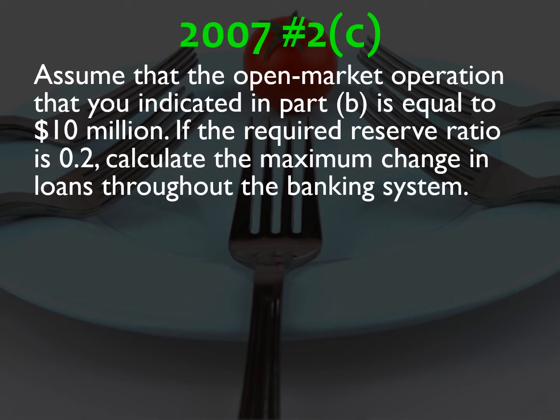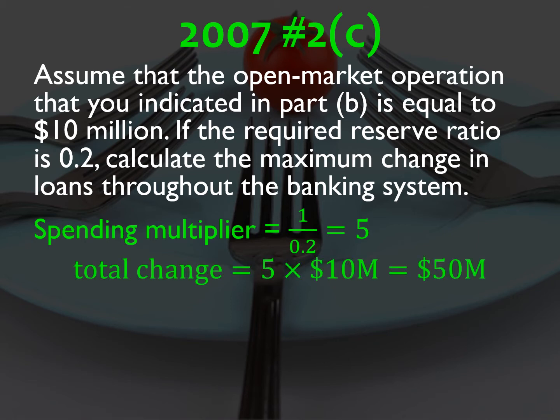C, assume that the open market operation that you indicated in Part B is equal to $10 million. If the required reserve ratio is 0.2, calculate the maximum change in loans throughout the banking system. So the spending multiplier is 1 over the required reserve ratio, which is 0.2, so the spending multiplier is 5. So the total change in the money supply is going to be 5 times $10 million. That entire $10 million is new money into the money supply.